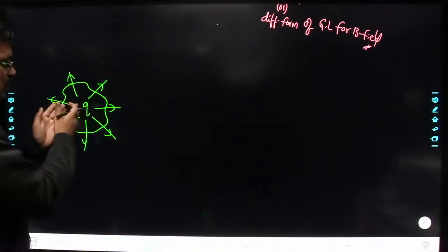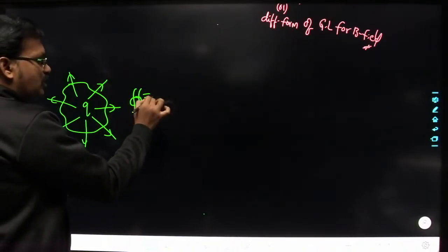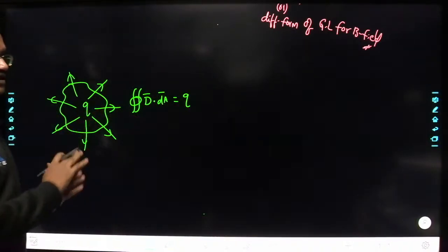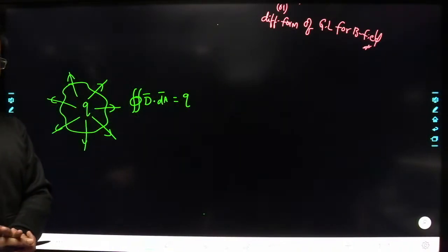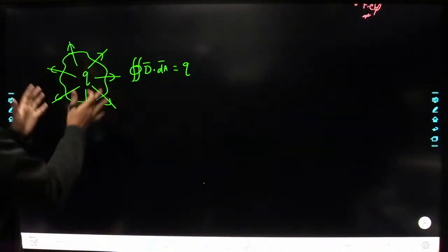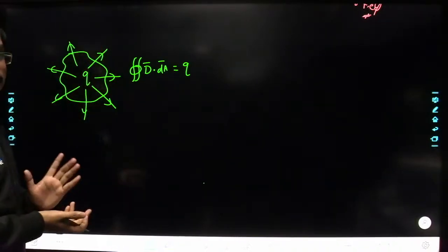The closed surface integral of D dot dA is equal to the charge enclosed by that closed surface. Yes or no? Okay. Now here all the field lines are leaving the closed surface, and hence you have a net electric flux leaving the closed surface.